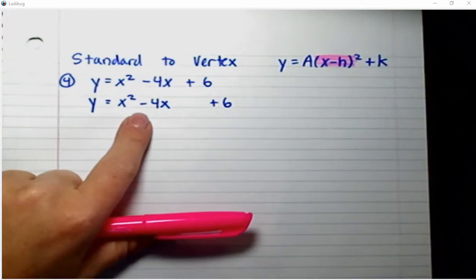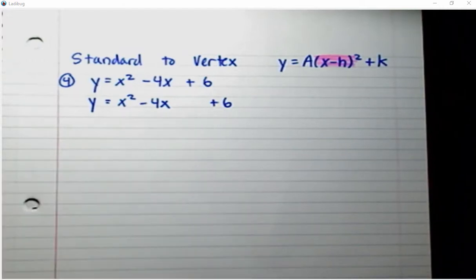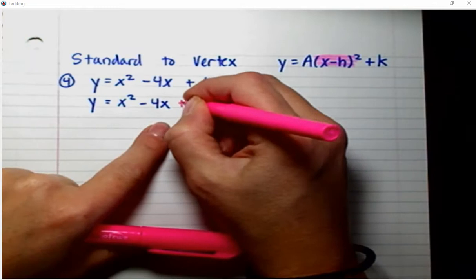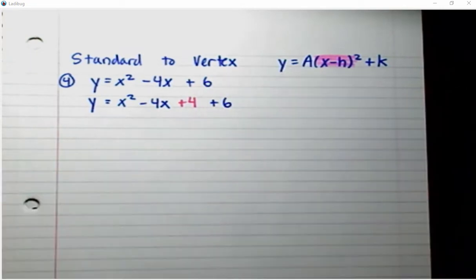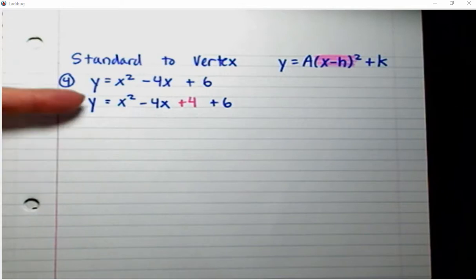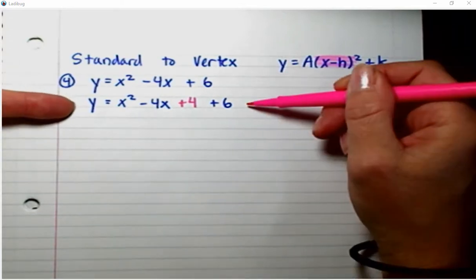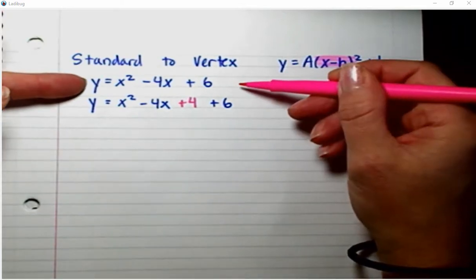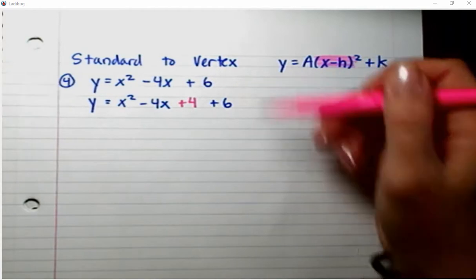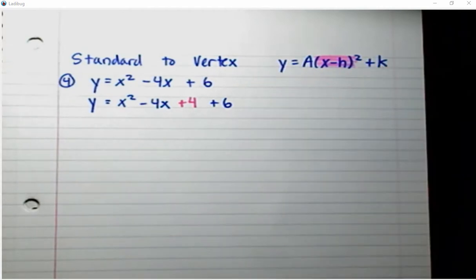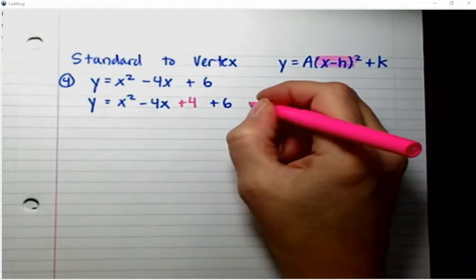So I'm going to half it and square it because I know that's how I make a perfect square. So I'm going to put this number plus 4 here. Is the second line actually equal to the one before it? No. What do I have to do to make this equal to the line before it? Subtract 4.